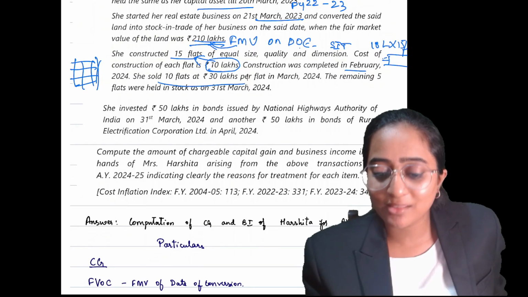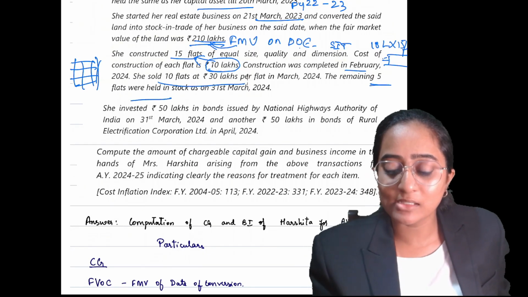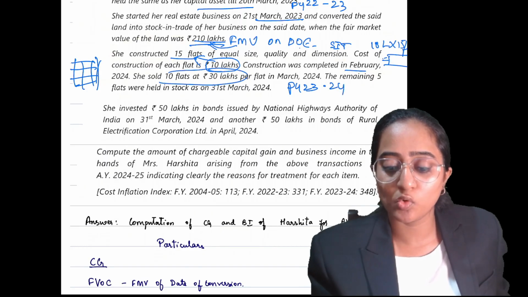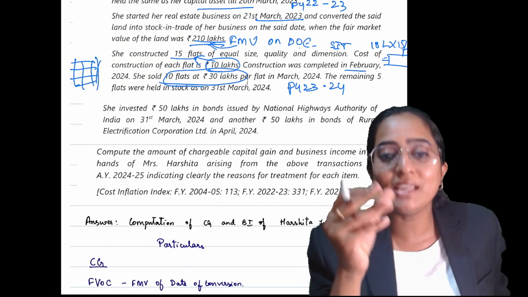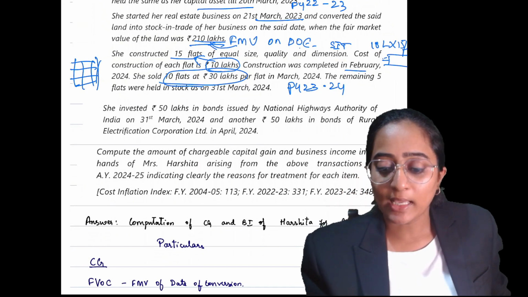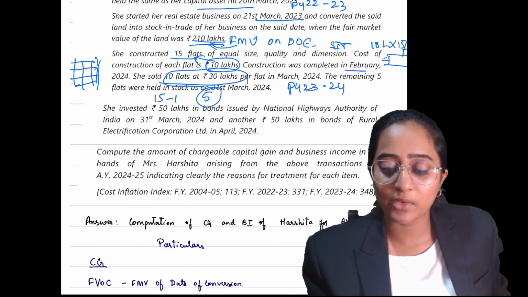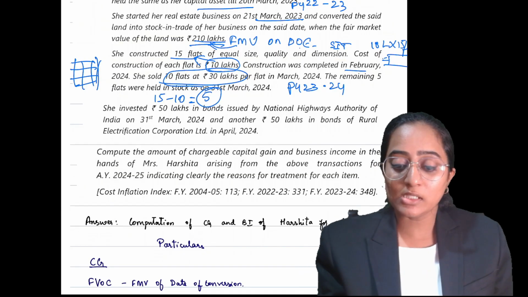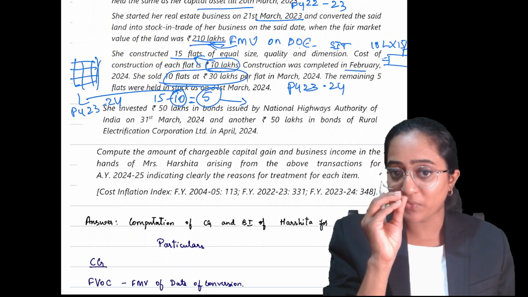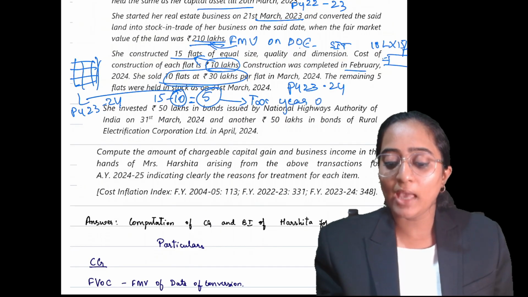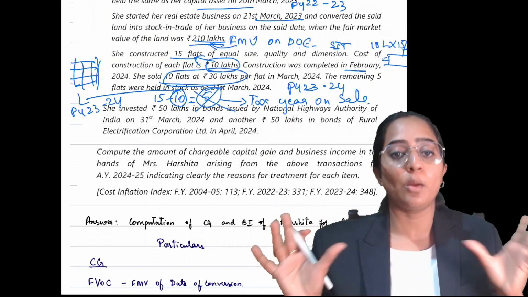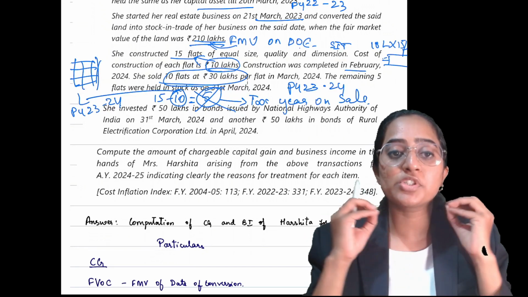She sold 10 flats at 30 lakh rupees per flat and the remaining 5 flats were held. That is, she has sold 10 flats in the PY 23-24. In PY 23-24, she has successfully sold 10 flats. So my capital gain for the capital asset converted into stock in trade will arise only to the extent of 10 flats in PY 23-24. Next, out of the total 15 flats, 10 flats being sold will be subject to taxation in PY 23-24, and the remaining 5 flats will be taxable in the year of sale. We have not been provided with any information on when those 5 flats were sold. So we are going to ignore this for the purpose of capital gain computation in our question. It means we are going to do everything on a proportionate basis over here.